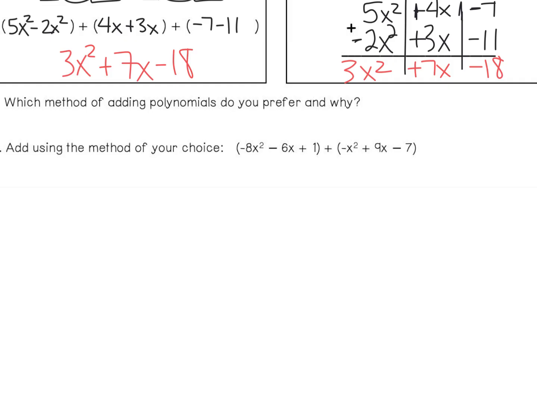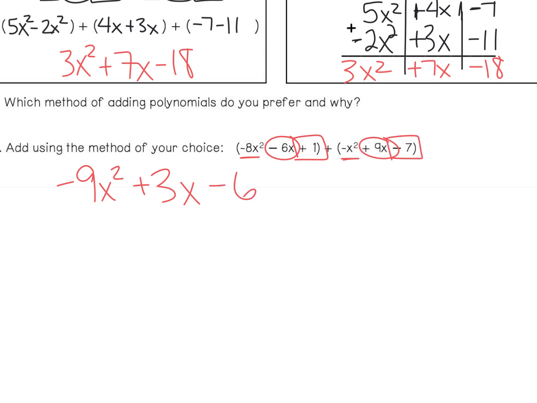No matter which way you did this, make sure you do pay attention to your signs. You should have gotten 9x squared plus 3x minus 6. So I do want you to notice right here, I'm going to erase this just a little bit. When I drew my circle, I kind of covered up that minus so it looked like a plus. So just be really cautious when you are doing whatever method you are, and make sure that your signs match.